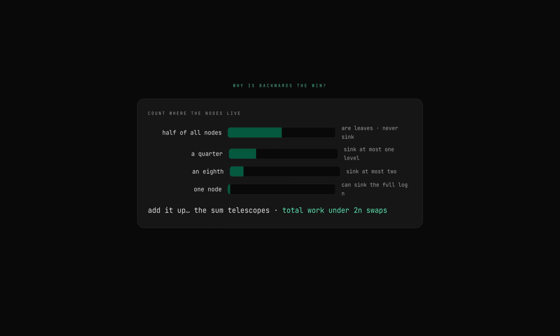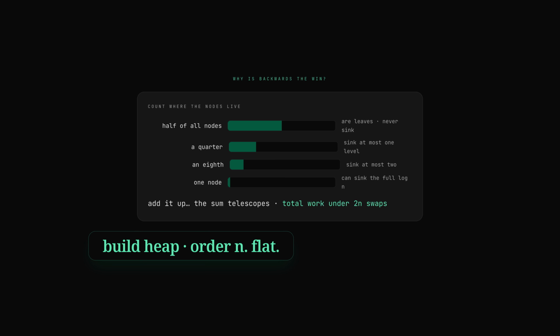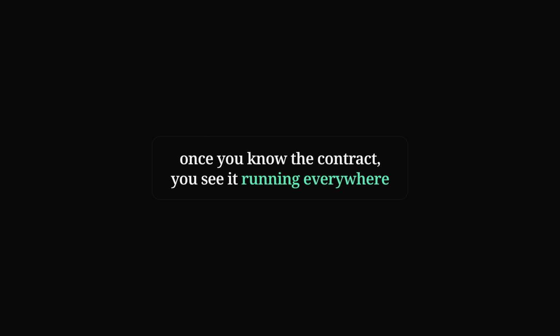Add it up and the sum telescopes. Total work under 2n swaps. Build heap is order n, flat. Every standard library's heapify does exactly this. Once you know the contract, you see it running everywhere.